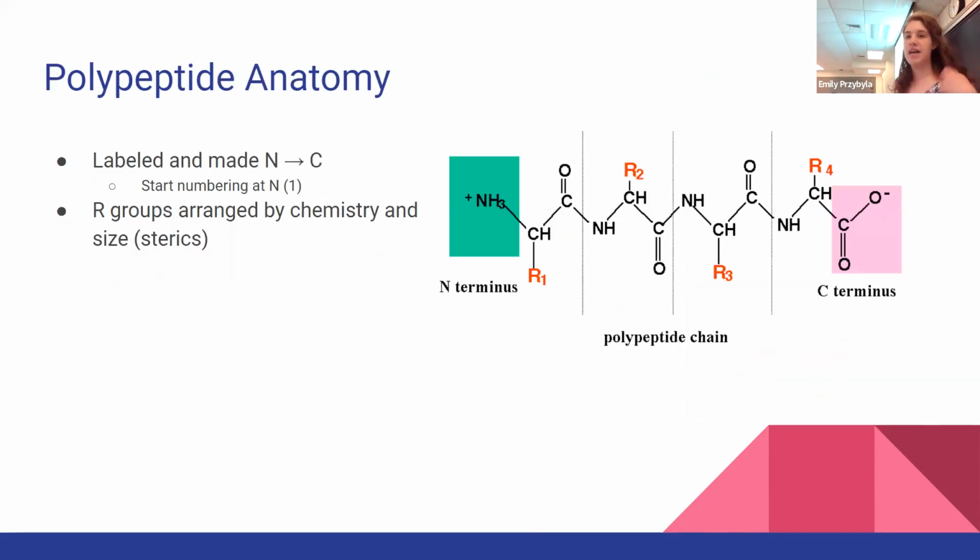So starting with the polypeptide anatomy. If you remember, the polypeptide is the first kind of structure, what we start off with, the protein. Polypeptides are made of amino acids. Each of these is broken up at the peptide bond, which we will go over. Each one of these is an amino acid. We label N-terminus to C-terminus. Your N-terminus is your amino group, and your C-terminus is your carboxyl group. And then the R groups are arranged by chemistry and size, and we will definitely get more into R groups.